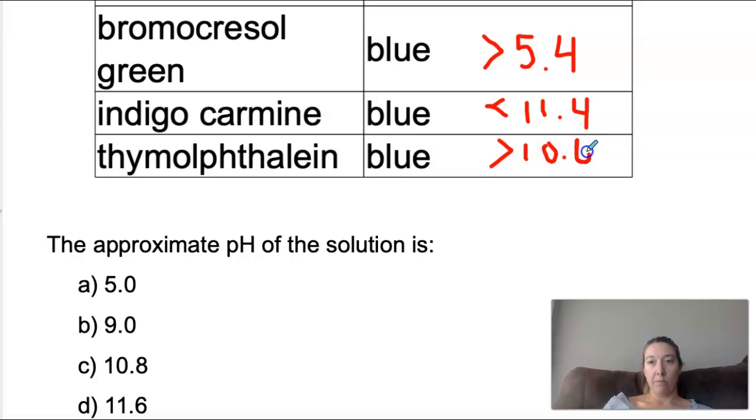It's pretty awesome writing on my little keypad. Okay, so from here we can narrow down that the pH has to be somewhere between 10.6 and 11.4. So the only option that is between that is going to be C. So we are going to choose C.